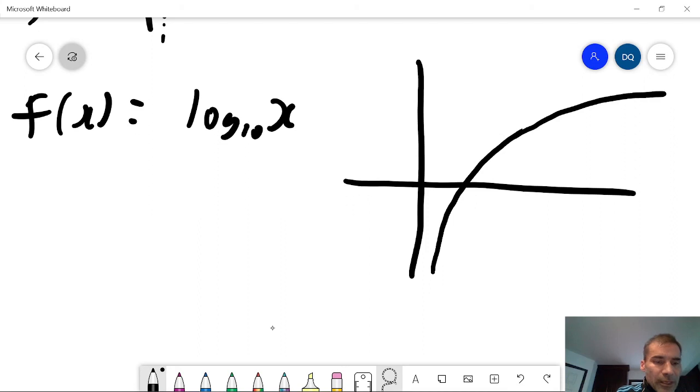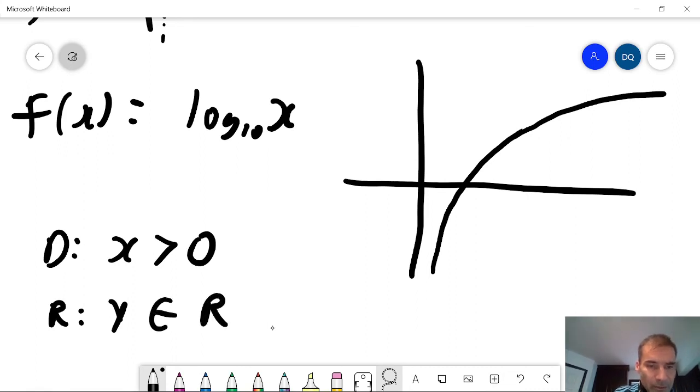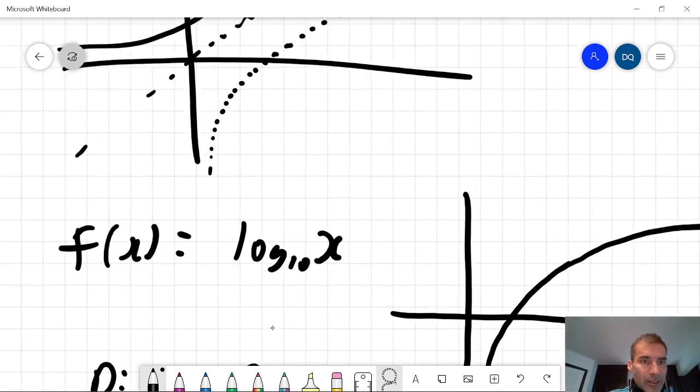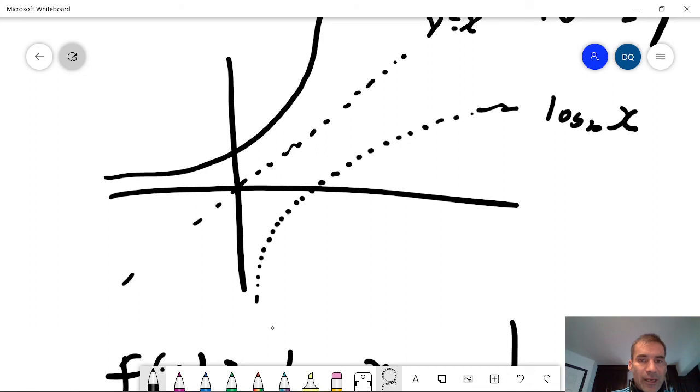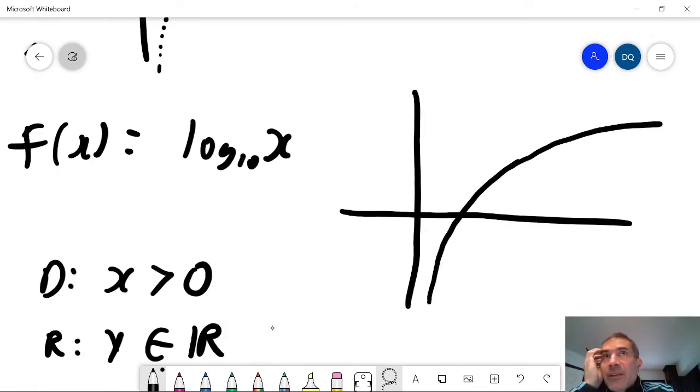Notice this has a domain where x is always greater than 0. It's strictly greater than 0. And the range, y can be any value within the real number system. Why is my domain x is strictly greater than 0? Because that's the range of 10 to the x. And this is the inverse. So in the inverse, you swap x and y, which means you would swap the domain and the range with one another as well.